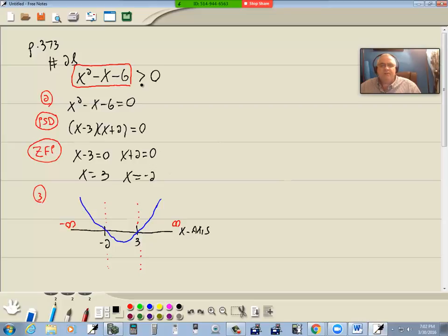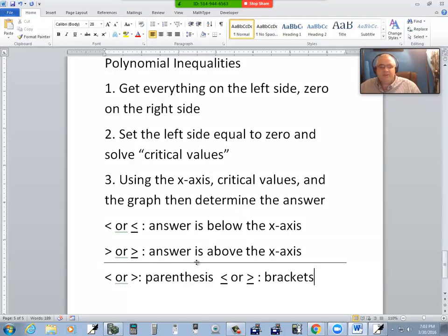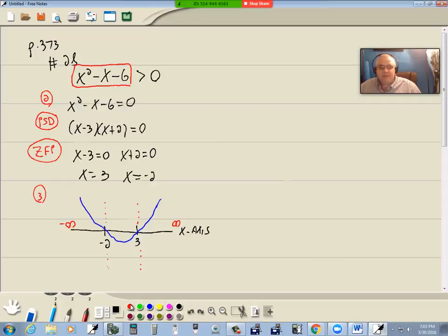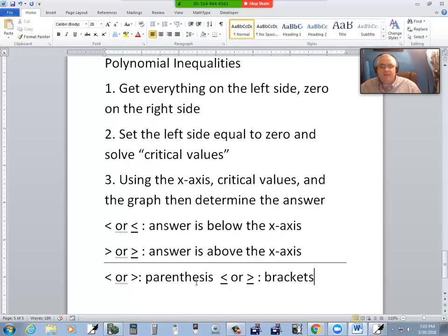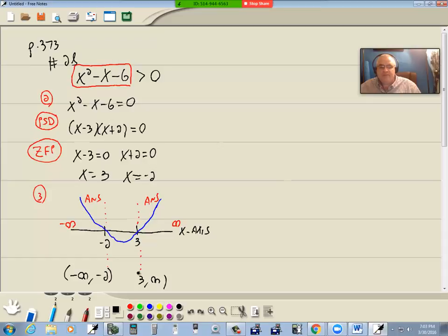Now, our problem was a greater than. If I come down here, greater than says your answer is above the x-axis. So I'm looking for my graph is above the x-axis. Well, it's above in this interval, and it's above in this interval. Now this first interval is negative infinity to negative 2. The second interval here is 3 to positive infinity. Now infinities always have parentheses on them. Greater than tells us to use parentheses. So we'll put parentheses on negative 2 and 3. And if you got 2 or more intervals, you connect them with a union. And that would be our answer.